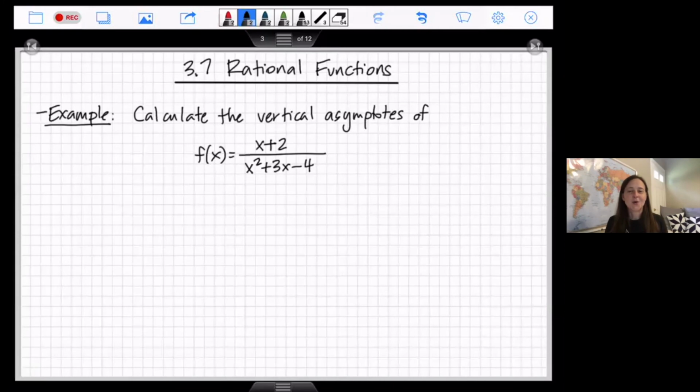So I've asked you in this example to calculate the vertical asymptotes of this function. All you have to do to find the vertical asymptotes of a function is to set the denominator equal to 0. So what makes this equal to 0? This is going to feel a lot like what we did to find the domain of a rational function, and it's pretty much the same procedure. The notation at the end is just slightly different. So we're just going to take that denominator and set it equal to 0.